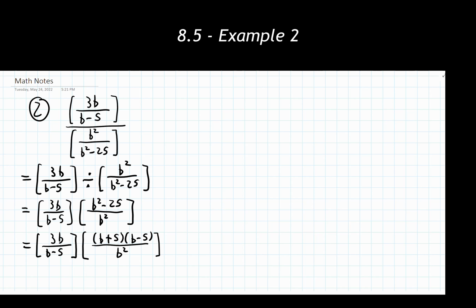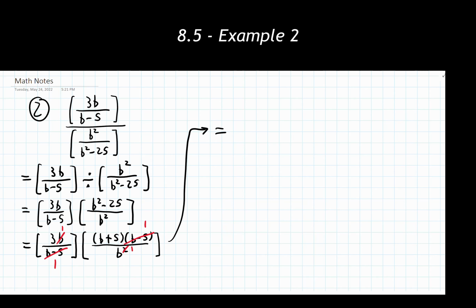Now that I have everything fully factored in both numerators and both denominators, now I can look to cancel things. I'm noticing that I have a b minus 5 in the numerator and the denominator of those two fractions. I'm also noticing that the numerator of the first fraction has a b in it, and the second denominator has a b squared in that. So both of those can be divided by b, or a b will cancel out of both of those.